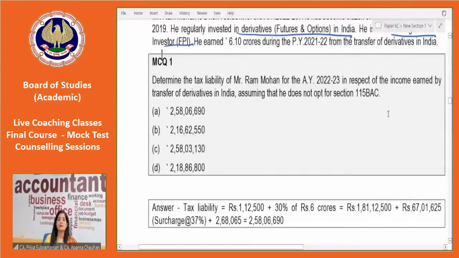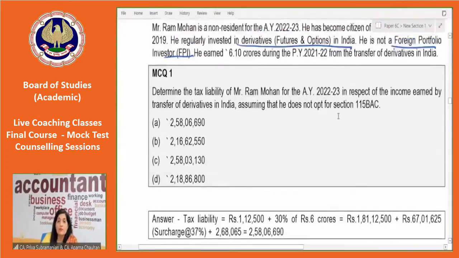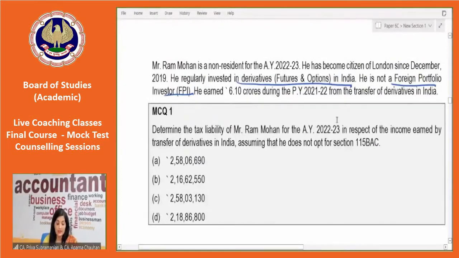He is regularly investing in derivatives. If a person regularly does it, it is considered business income, right? And he is a non-resident. And one more piece of information, that is FPI. FPI here is important information to determine his tax liability. How does it make a difference? Because in case of FPI, section 115AD deals with the taxability of FII or certain income.